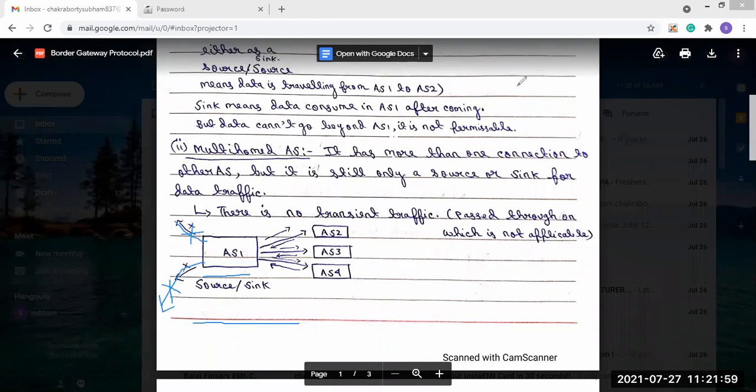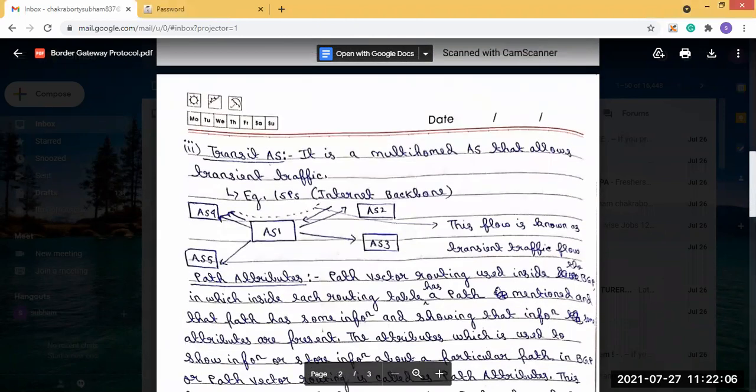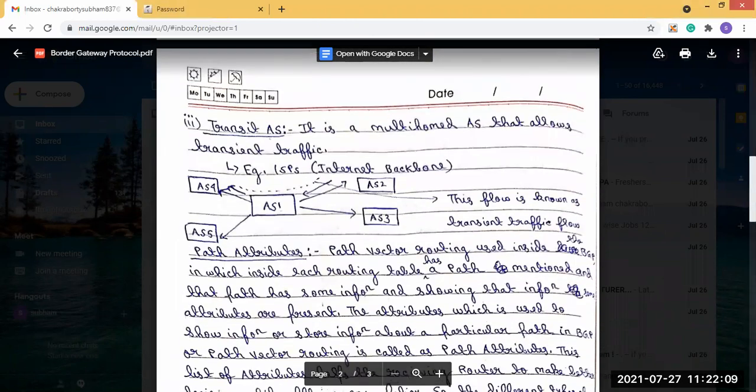And the last autonomous system we have is the transit autonomous system. Now, the transit autonomous system is a multi-homed autonomous system that allows transient traffic. Now what does it mean? You can see the meaning from the diagram itself. Autonomous system 1 is connected to autonomous system 2, 3, 4, and 5, because it is multi-homed. We already know that in multi-homed there is more than one connection. A transit autonomous system is a multi-homed autonomous system.